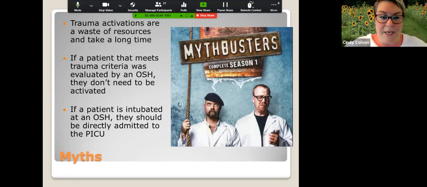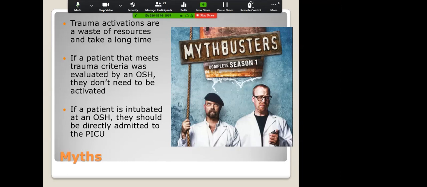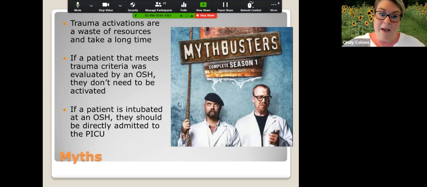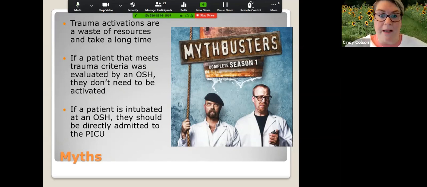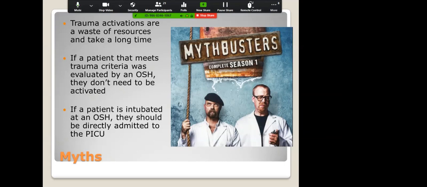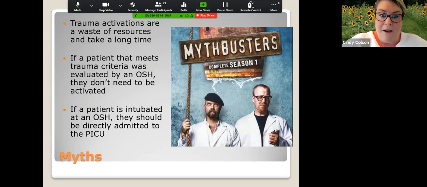Another common myth is if a patient meets trauma criteria that was evaluated by an outside hospital, they don't need to be activated. So we in trauma disagree with this as well, because most of our outside facilities are not trauma hospitals and none of our outside facilities are pediatric trauma facilities. And we believe that an evaluation in our trauma bay by our team is the best thing for that patient. And we want to do the same thing for every patient the same way every time if we can. Another myth is if a patient's intubated at an outside hospital, they should be directly admitted to the PICU. Also, all the same things apply in this situation, they still need an evaluation by our team.